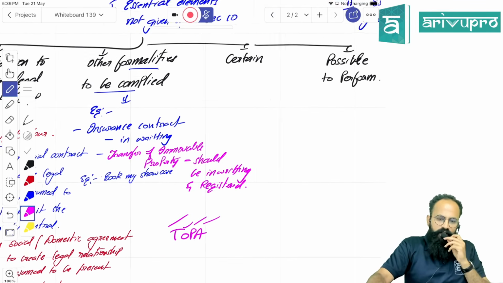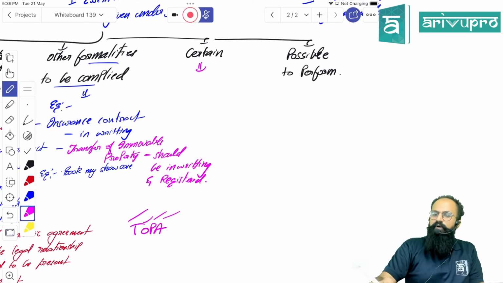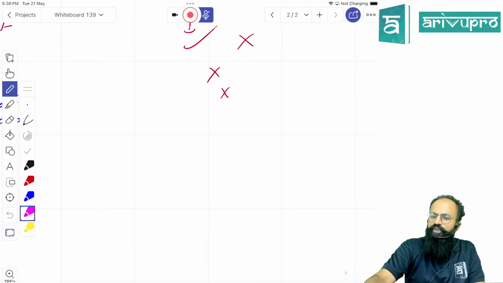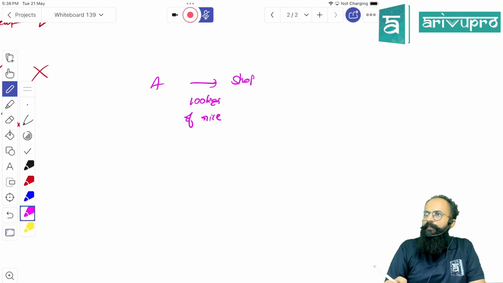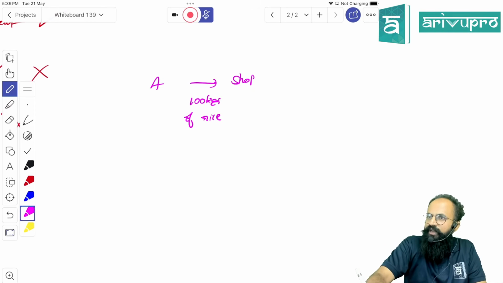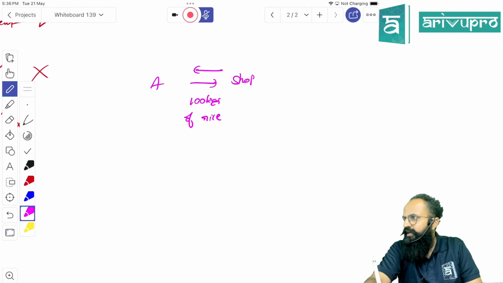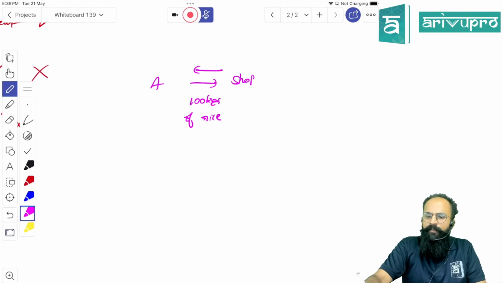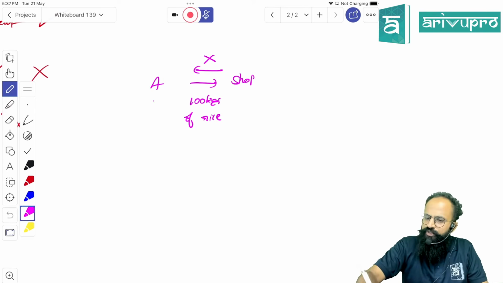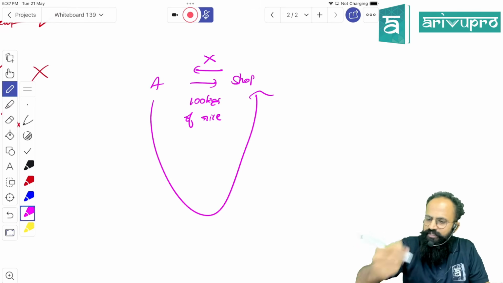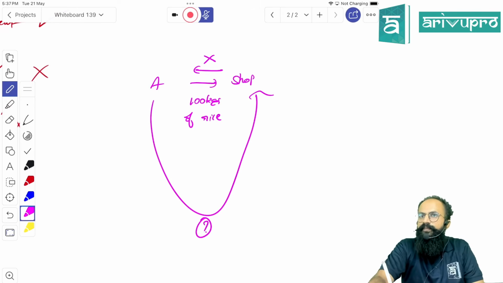Okay. Next one, people. Certain. What is certain? Let us take an example. A goes to a shop and says, I want 100 kgs of rice. The shopkeeper says, okay sir, don't worry, I will send it by evening. You go home. So he agreed to deliver the rice to A's house. Now, people, as promised, the shopkeeper did not deliver the rice. Now A wants to file a case against the shopkeeper. My question to you: is this a valid contract? Can I file a case or not?